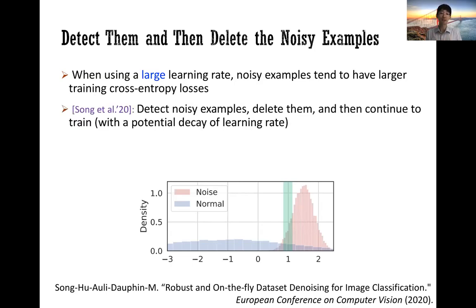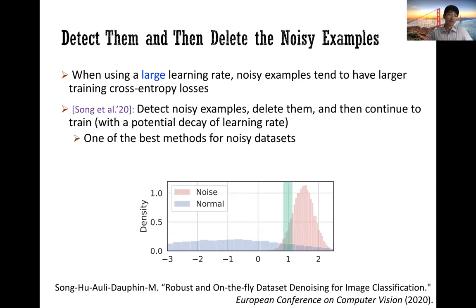So this motivated the following algorithm, which is very, very simple. It's so simple that it was a little bit harder for us to get the paper in, just because it sounds too simple. The algorithm is just that you detect noisy examples using a large learning rate by taking a threshold. There's a formula for computing the threshold, and then you delete all the examples with larger training losses and continue to train. And potentially you have to decay your learning rate, because that's the only way you can get to a very high training accuracy.